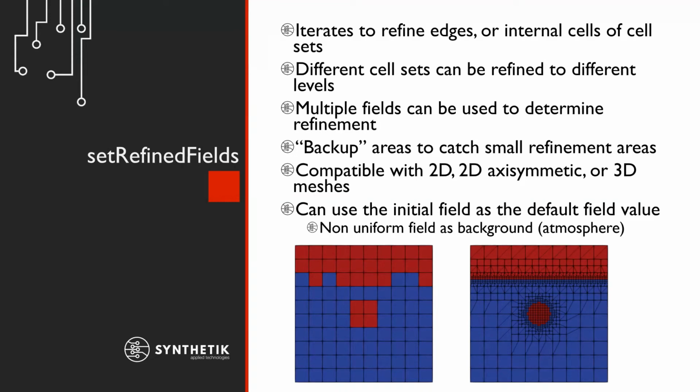And right now, there's been, again, some more work done on this, but right now you can use some initial field as a default field value. So basically a non-uniform field, it'll store that field and then reset it to the original field and continue. That way you just set what you actually want. So this is useful, for example, with like an atmosphere.